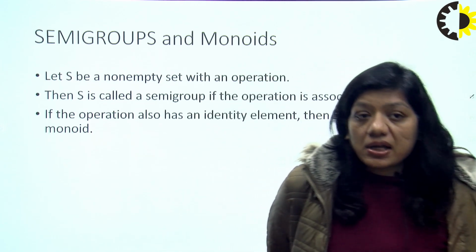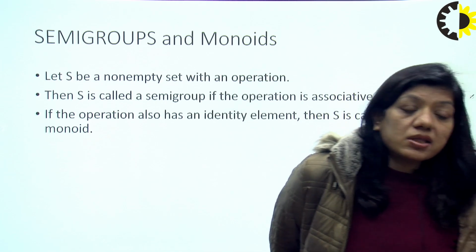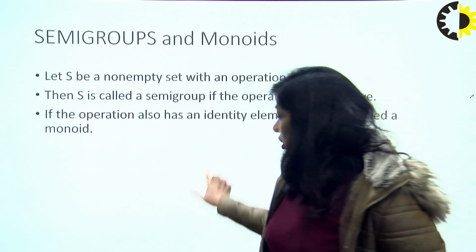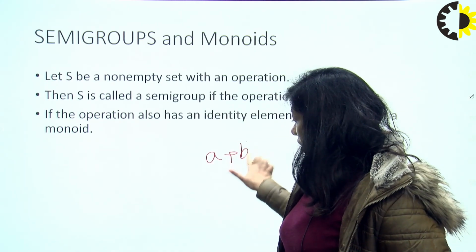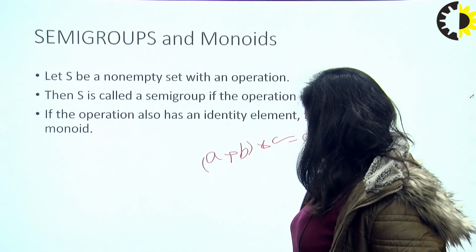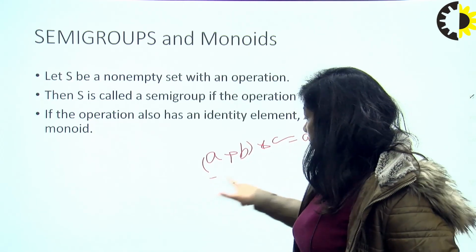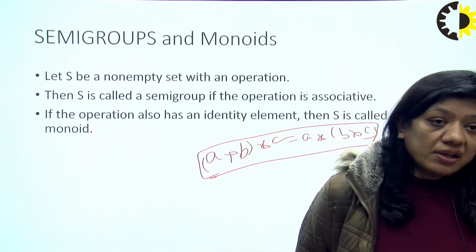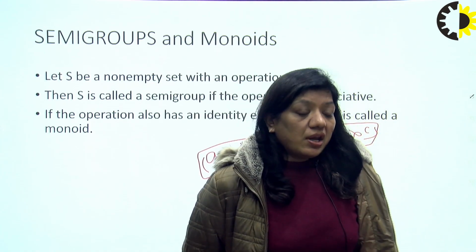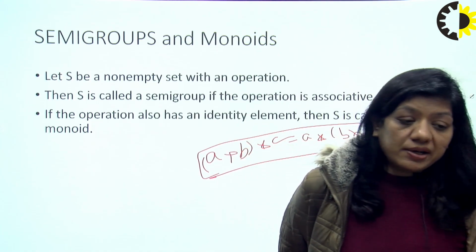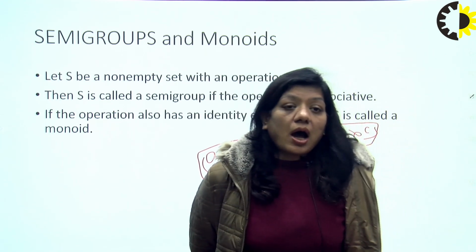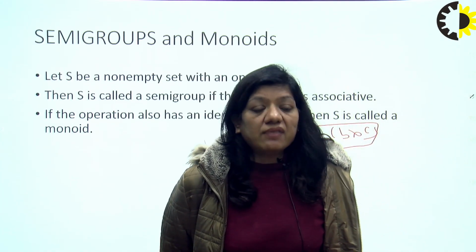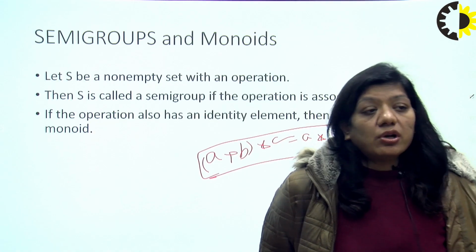If a set S satisfies the property of associativity, then we can say S is a semigroup. And the property of associative is, as I told you earlier, (A cross B) into C is equal to A into (B cross C). If this property is satisfied, then we can say our set S is a semigroup. Now if any set has a unique identity element, then we can say our S is a monoid. So for monoid, 2 properties must be satisfied: first one is associativity and second one is the identity element.